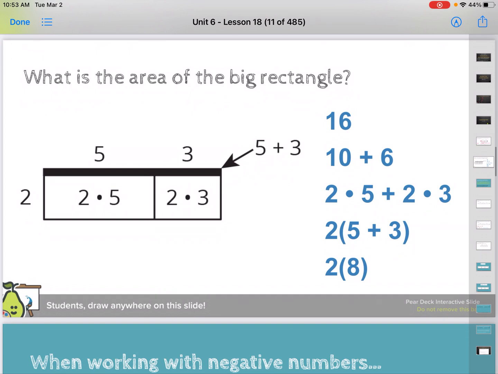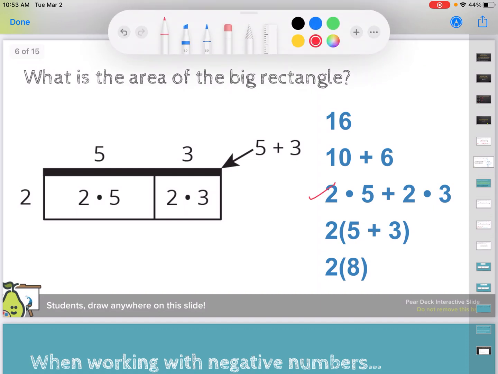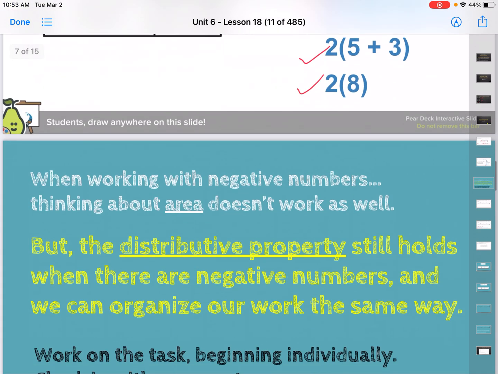So what is the area of the bigger rectangle? Here are a whole bunch of different examples. So they said 16, 10 plus 6, 2 times 5 plus 2 times 3. That's one I came up with. 2 times 5 plus 3, that's one I came up with. And 2 times 8, that's one I came up with. So there were a lot of different options.